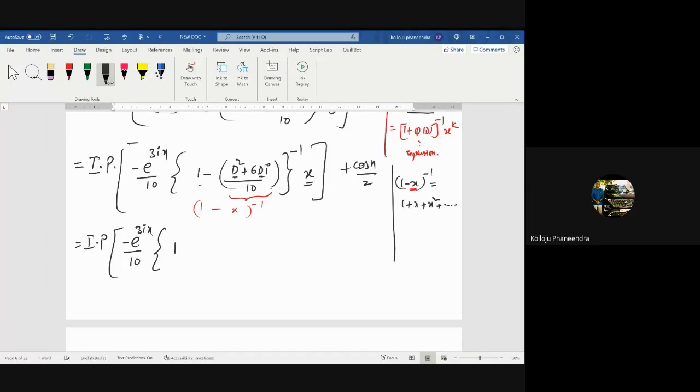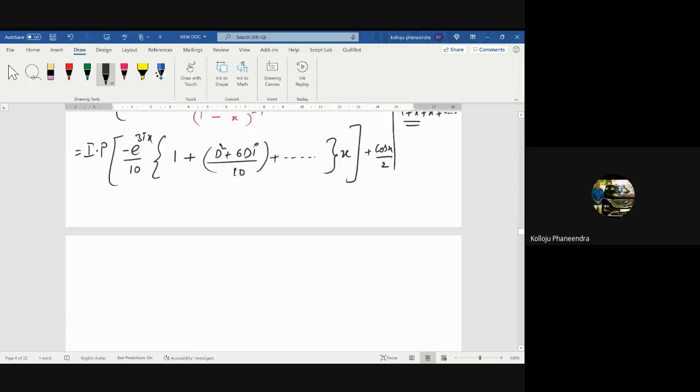So what is this? 1 minus x whole power minus 1, that is 1 plus x. What is the x value? This one is the x value. And no need of the remaining terms. Why? Because those contain d square terms and so on into x. This part is over. So whatever required terms are there, you write those terms. Now this is equal to the imaginary part of e to the power of minus 3ix by 10. Now take x inside. x plus 1 by 10 d square plus 6di into x. That's it. Remaining parts are zeros.